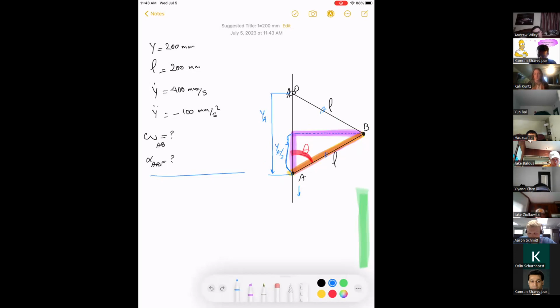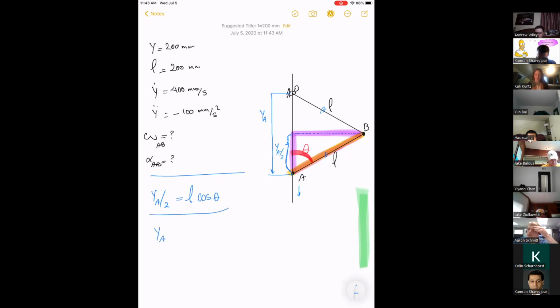Wouldn't it just be cosine of theta is equal to YA divided by 2 over L? Yeah. So technically, YA by 2 is equal to L cosine theta. And technically YA is 2L cosine theta, right? This is my S equals F of theta equation, right?